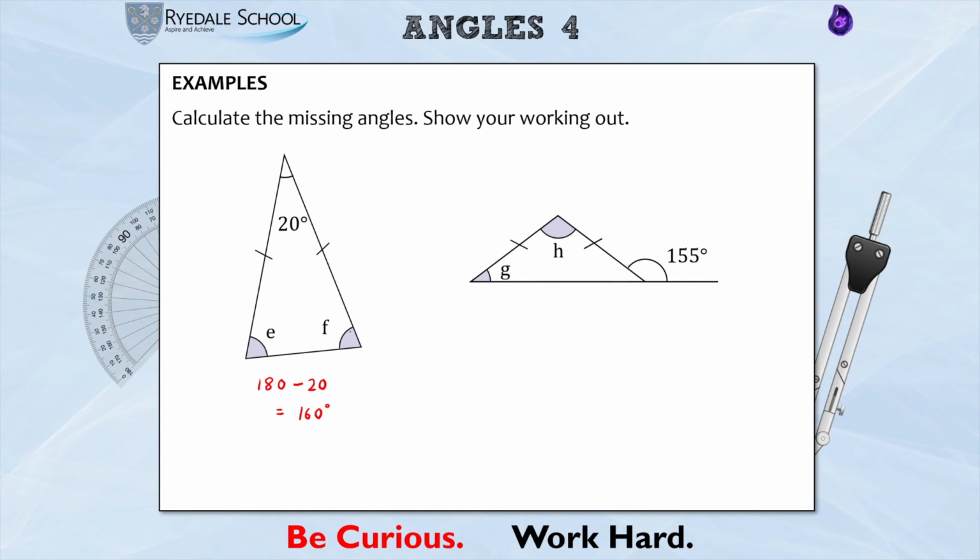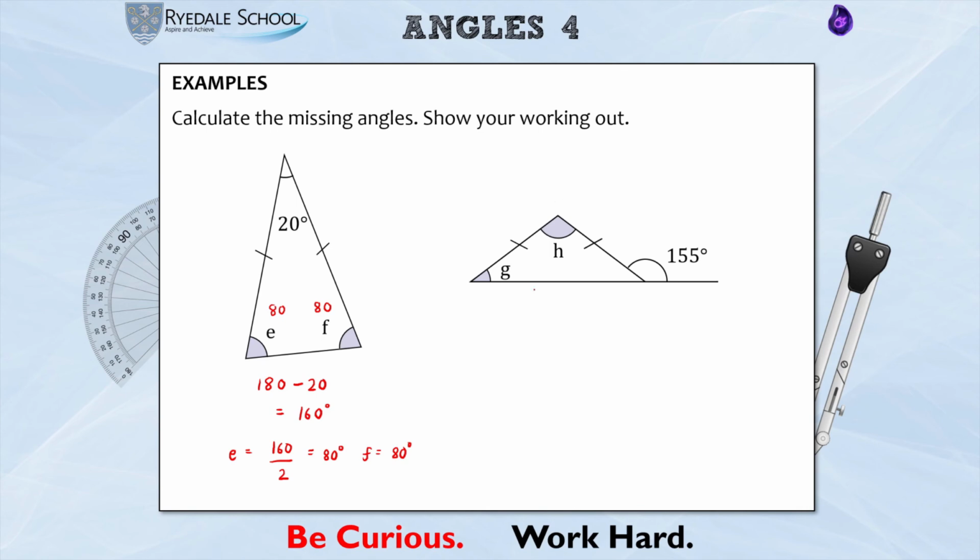If these two angles are the same, they must both be a half of this. So if I divide it by 2, I will be able to work out what E and F both are. So E must be 160 divided by 2, which is 80 degrees. And F must be the same. So they are both 80. If I wanted to really double check, I could see if all of these angles added back up to 180 degrees.